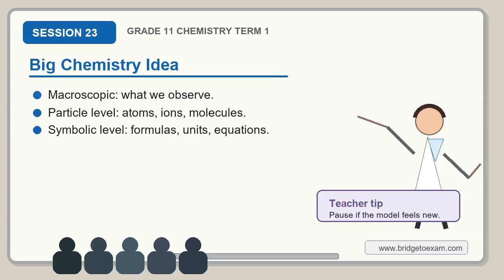First, keep the three chemistry levels together. Intermolecular forces are attractions between particles, not bonds within a particle. They strongly influence boiling point, melting point, viscosity, and solubility. Dispersion forces occur in all particles. When you feel stuck, ask, "What did I observe? What are the particles doing? And what symbol or calculation represents it?"